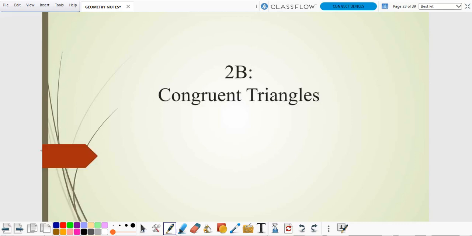Alrighty, so congruent triangles. Now, does anybody know what congruent means? Yes? Basically, like the same. Yeah, basically the same.